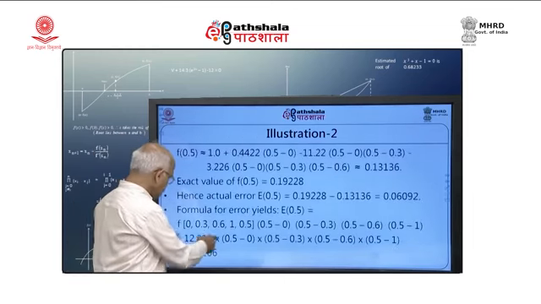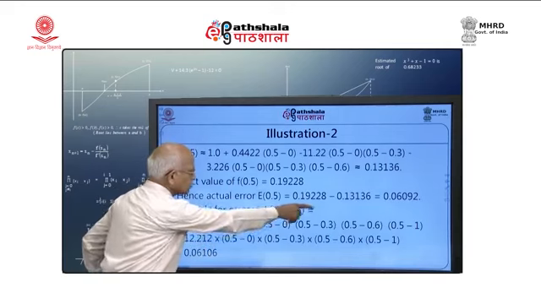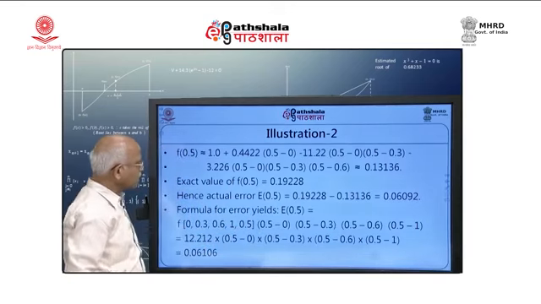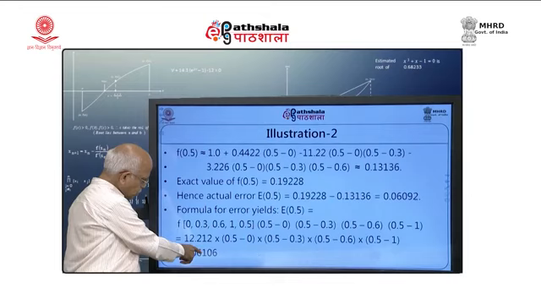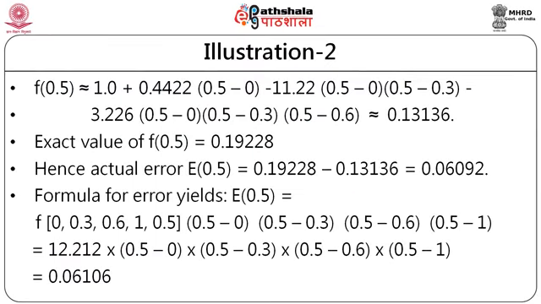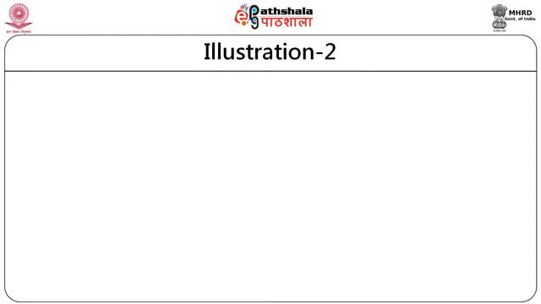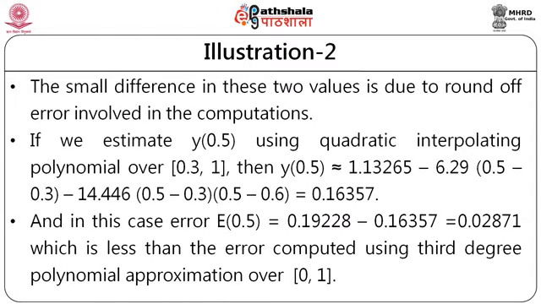So, for this I am using this value and the remaining factors, and if you simplify, I will get 0.06106. So, by the formula I get this much error, and the actual error is slightly different, but that is only because of certain results. The small difference in these two values is due to round-off errors involved in the computation. Because of computations, round-off errors are introduced, and because of that there will be a small difference here.